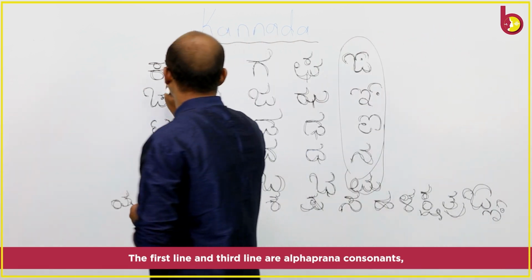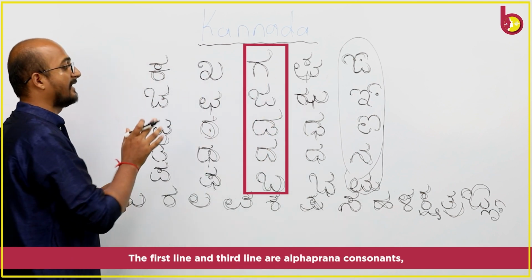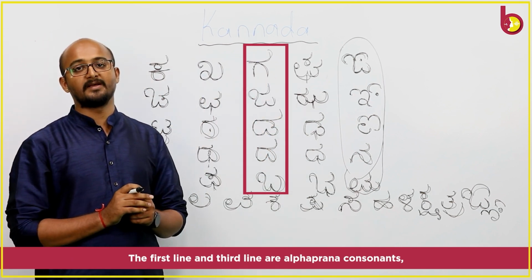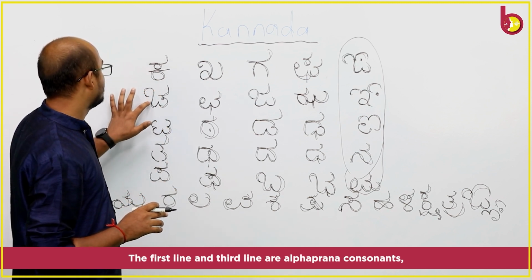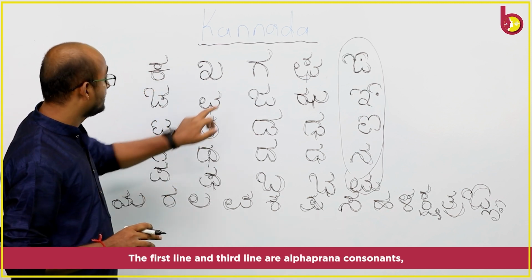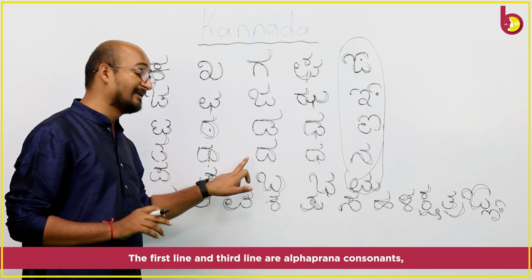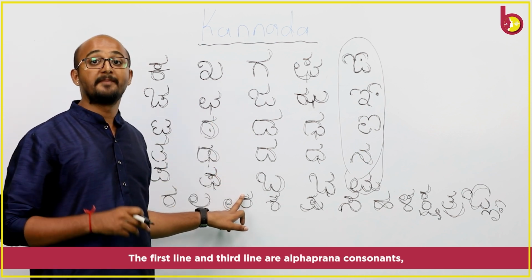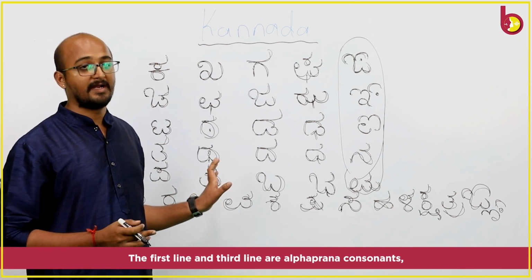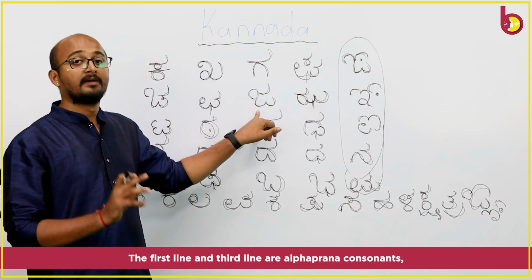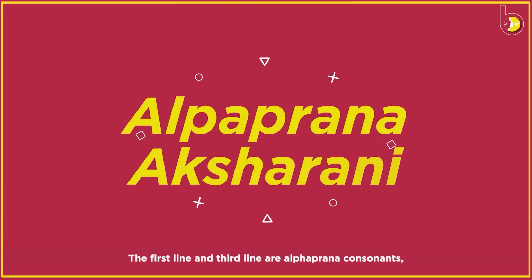The first line and the third line are Alpaprana Aksharaha. Alpaprana Akshara means without effort. So I will pronounce: ka, cha, ta, ta, pa, ga, ja, da, da, ba, without effort. All these are called Alpaprana Aksharani. First line and third line are called Alpaprana Aksharani.